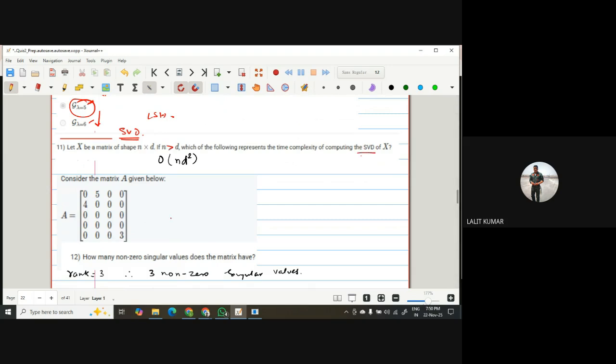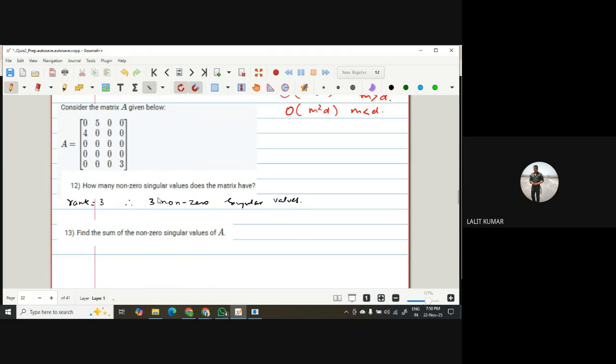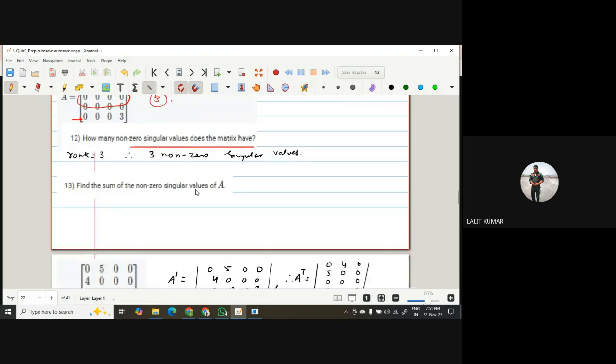So remember, the time complexity of SVD is O(MD squared) if M is greater than D, or O(M squared D) if M is less than D. Consider the matrix A given below. How many non-zero singular values does the matrix have? For this, please find the rank of the matrix. See, 1, 2, 3, these are all non-zeros. So the rank of the matrix is 3. So you'll have 3 non-zero singular values.